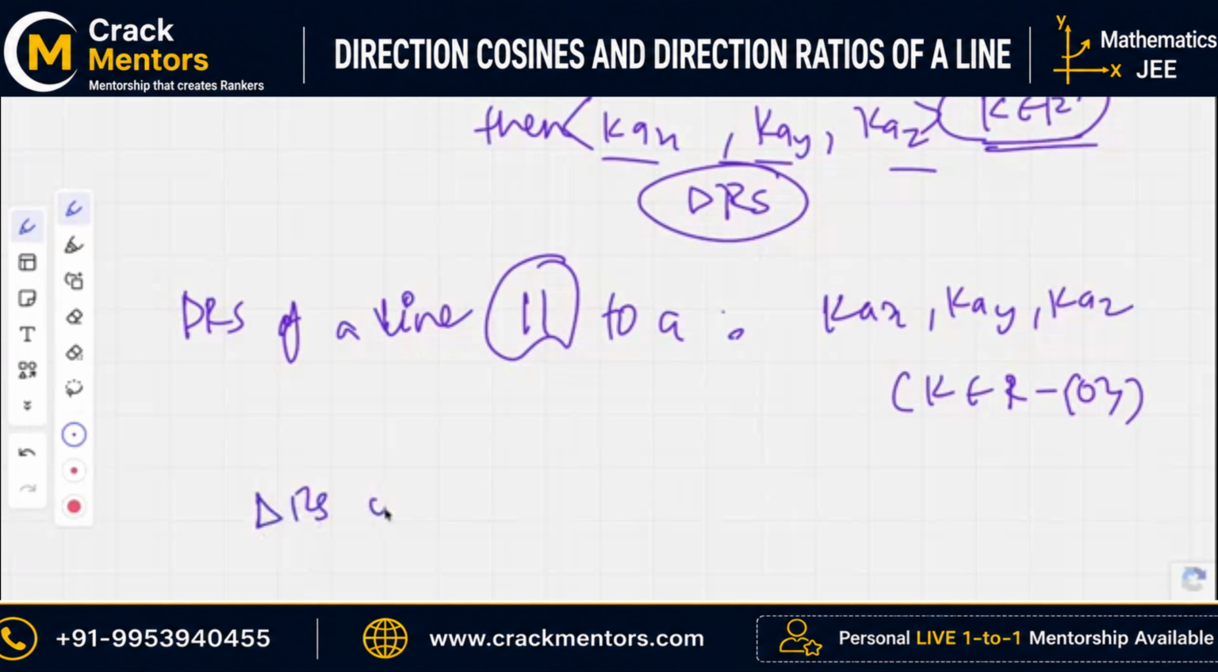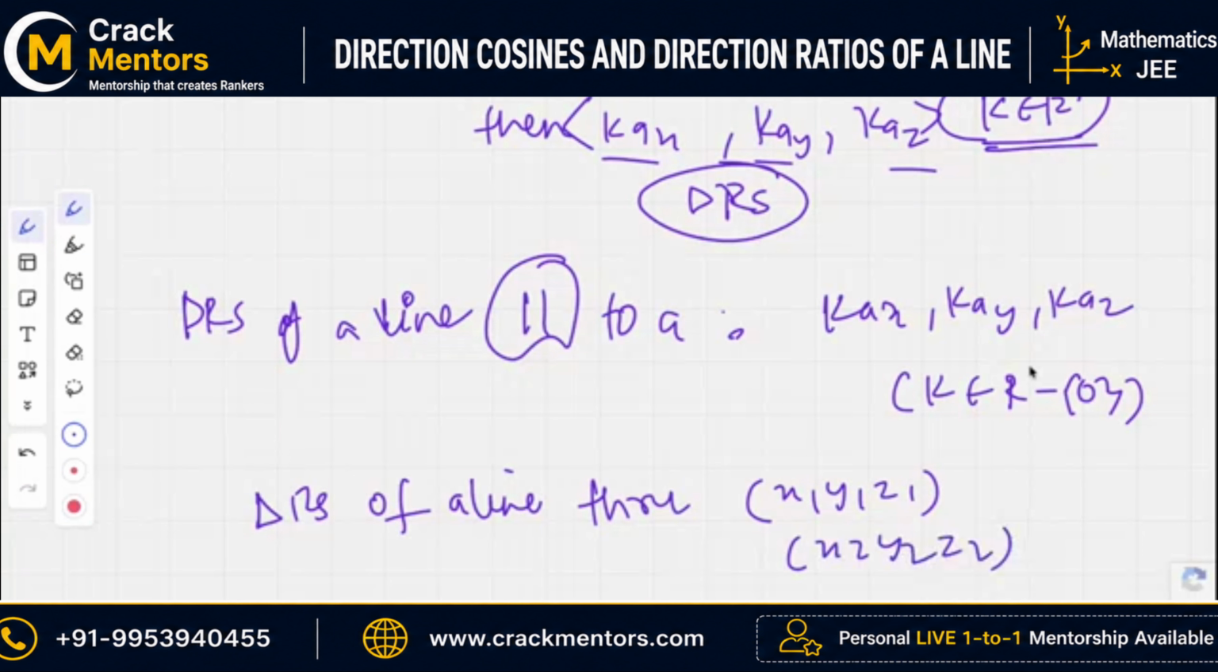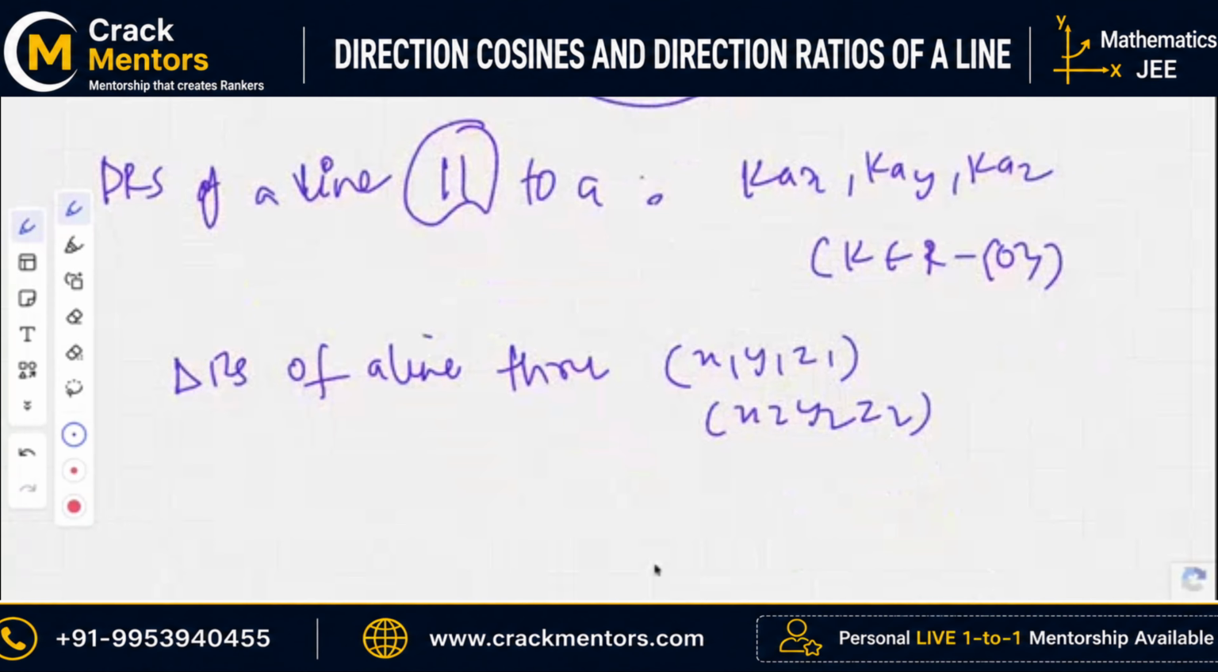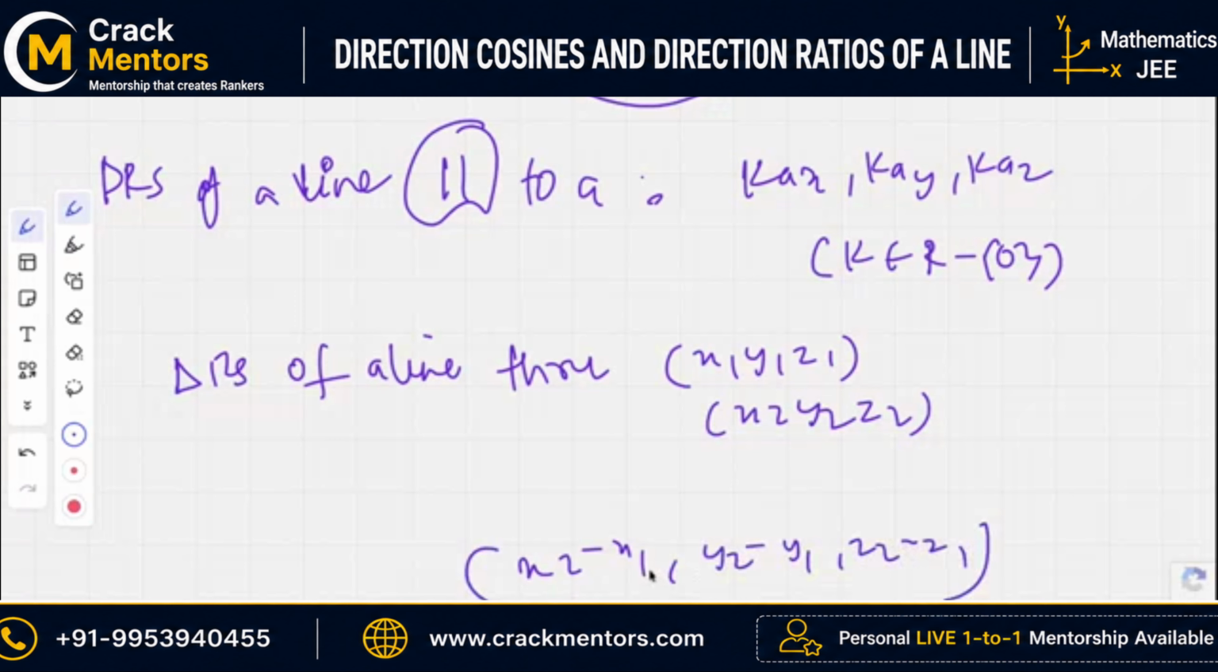Okay, direction ratios of a line through x1, y1, z1 and x2, y2, z2. So what you can do is write it as x2 minus x1, y2 minus y1, z2 minus z1. Or you can also write it as x1 minus x2, y1 minus y2, z1 minus z2, like that.